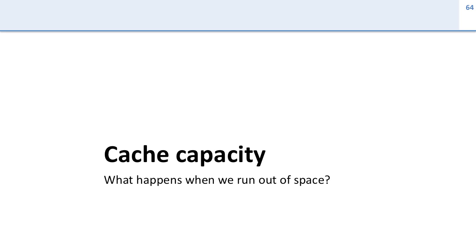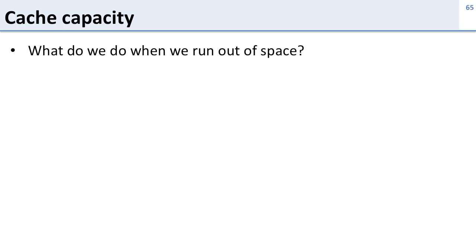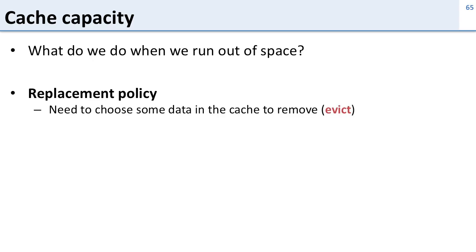Now we're going to talk about cache capacity. In particular, what happens when you run out of space in the cache? So what do we do when we run out of space? Well, we have to have a replacement policy. That is, we have to decide what do we throw out of the cache.